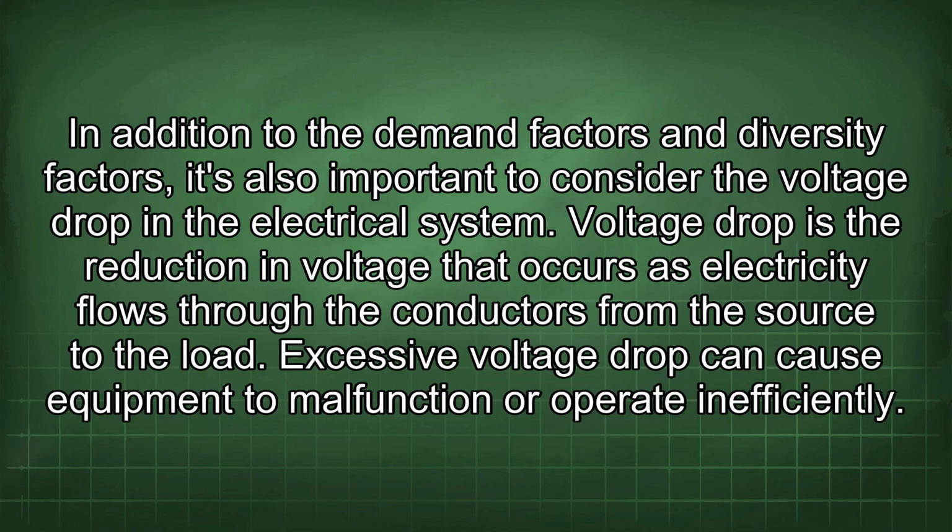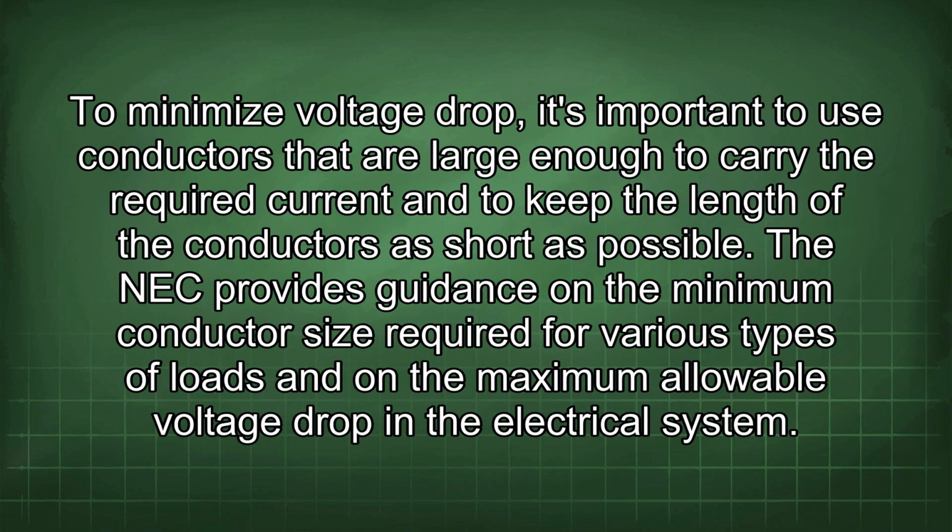In addition to the demand factors and diversity factors, it's also important to consider the voltage drop in the electrical system. Voltage drop is the reduction in voltage that occurs as electricity flows through the conductors from the source to the load. Excessive voltage drop can cause equipment to malfunction or operate inefficiently. To minimize voltage drop, it's important to use conductors that are large enough to carry the required current and to keep the length of the conductors as short as possible. The NEC provides guidance on the minimum conductor size required for various types of loads and the maximum allowable voltage drop in the electrical system.